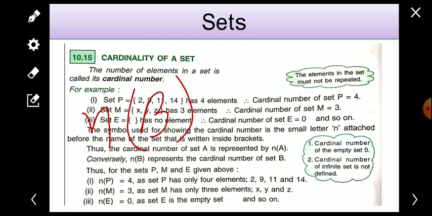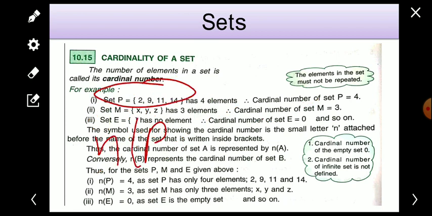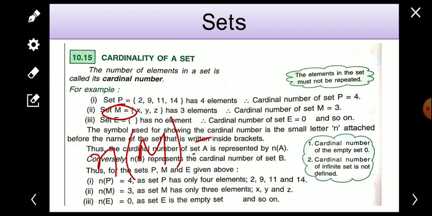And the cardinal number is represented like this: n and then the set. Suppose we are talking about the set B, then the cardinal number of set B is represented like this, n(B) is equal to, and whatever the number of elements is, we will add this. Suppose we are talking about the cardinal number of P, then n(P) is equal to 4. Now if we talk about the cardinal number of M, then n in brackets M, and how many elements are there? 3. Then we will add 3. So we will represent the cardinal number like this, and then the name of the set like A, B, C, D, E, anything, and then the number of elements.